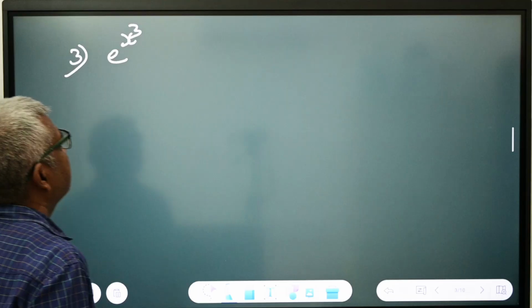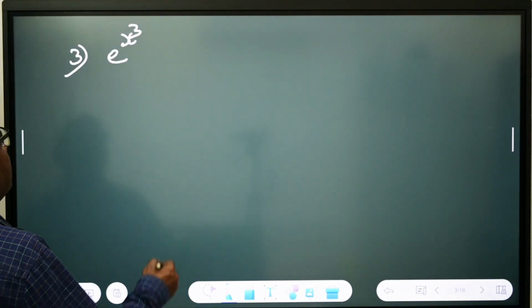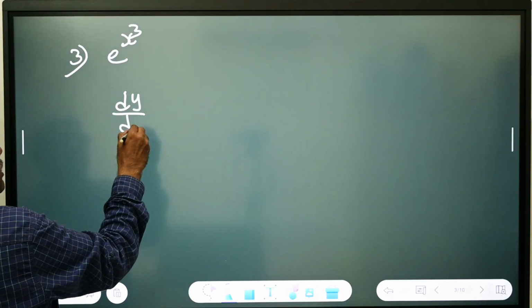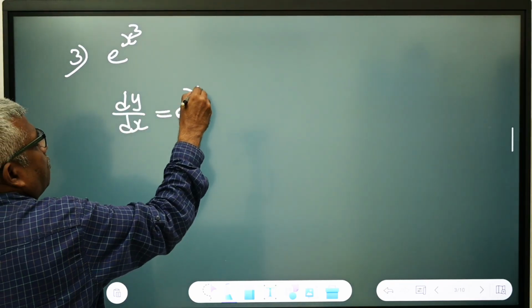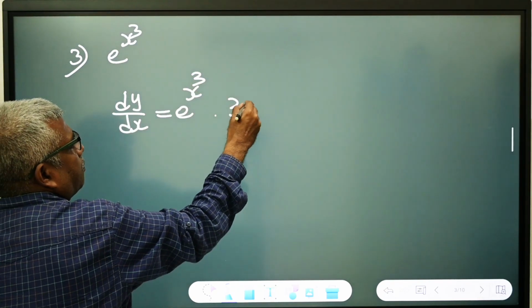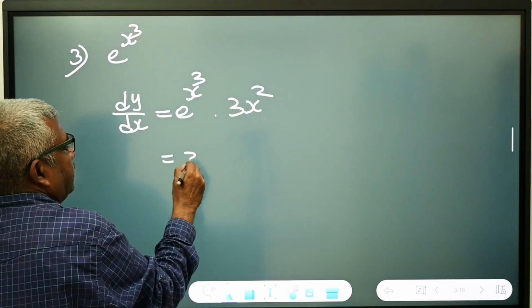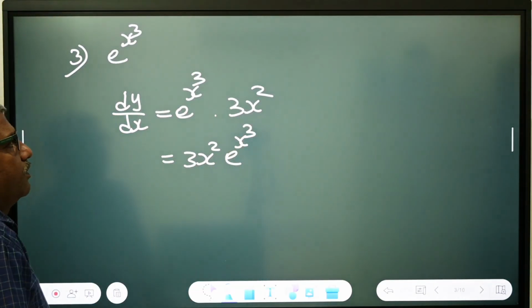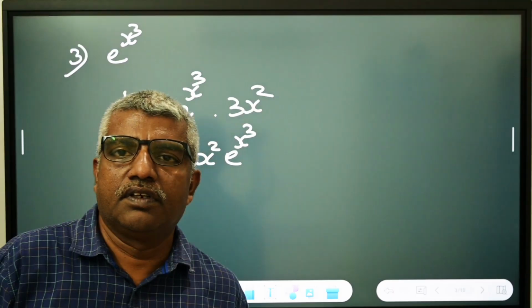Okay. See question number 3. Let y equal to e power x cube. Dy by dx is equal to, very simple, e power x cube. X cube, if you differentiate, 3x squared. So 3x squared e power x cube. Got it?